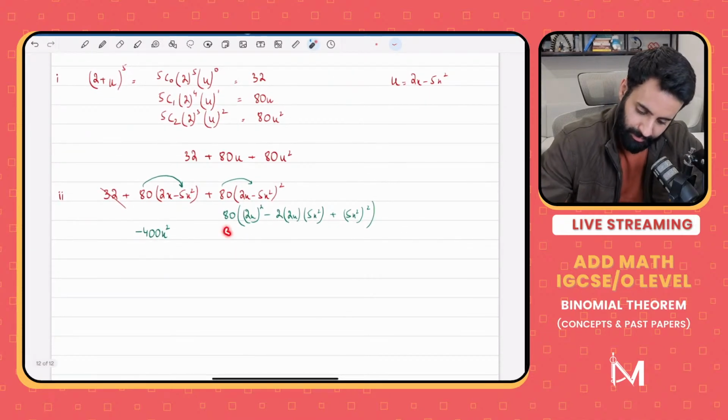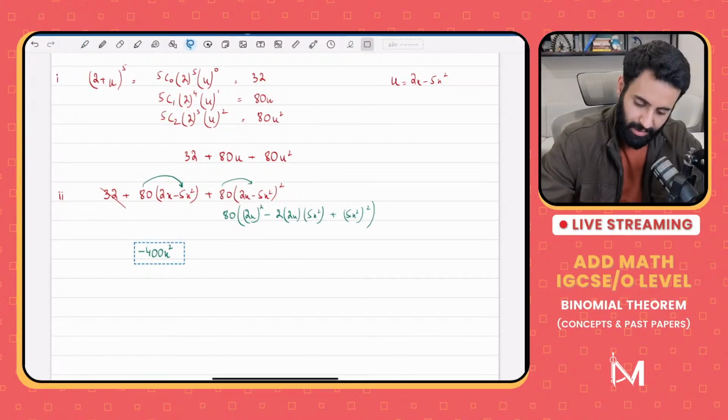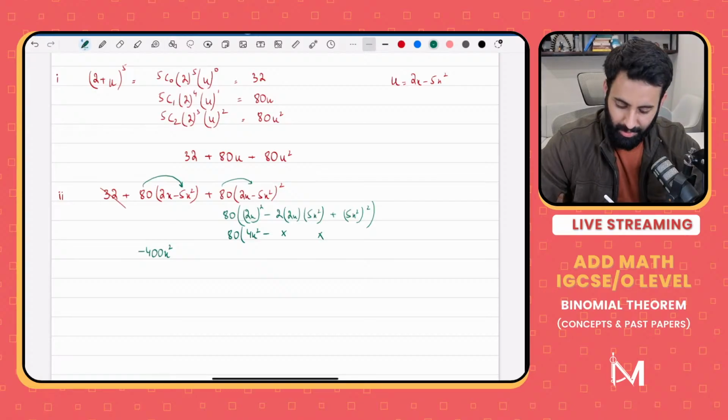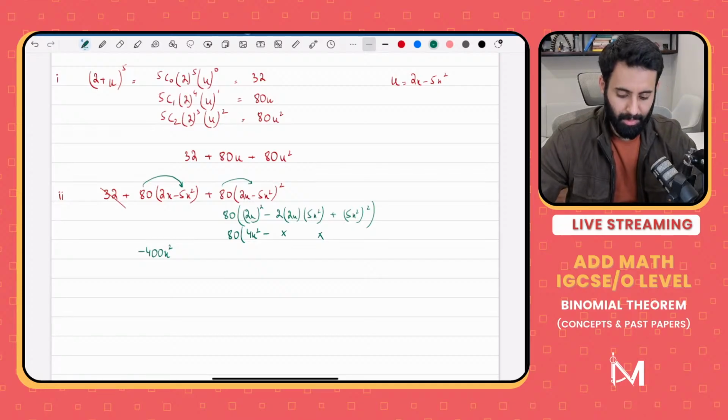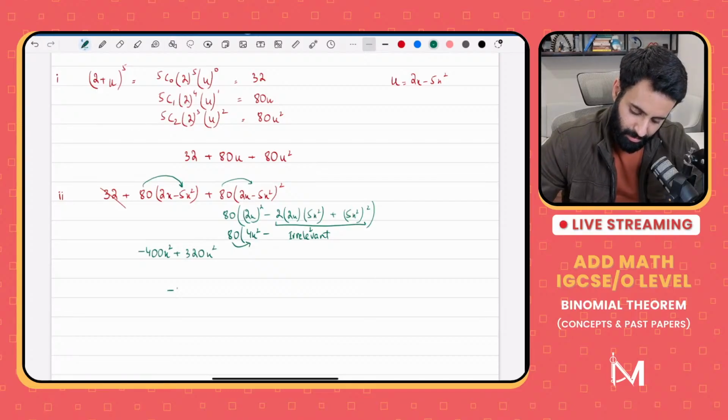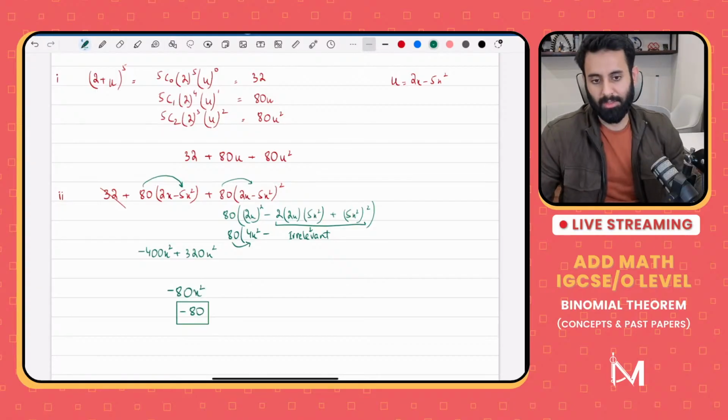So the expansion is minus 400x square को ऐसे carry forward कर देते हैं. This will be 80 into 4x square, and all the other terms become irrelevant. Why do they become irrelevant? Because they're not going to multiply and give you x square. They're going to multiply and give you something else. So that's why we just ignore every other term. So 80 into 4x squared, that's plus 320x squared. If you simplify, you get minus 80x squared, which means minus 80 is the final answer.